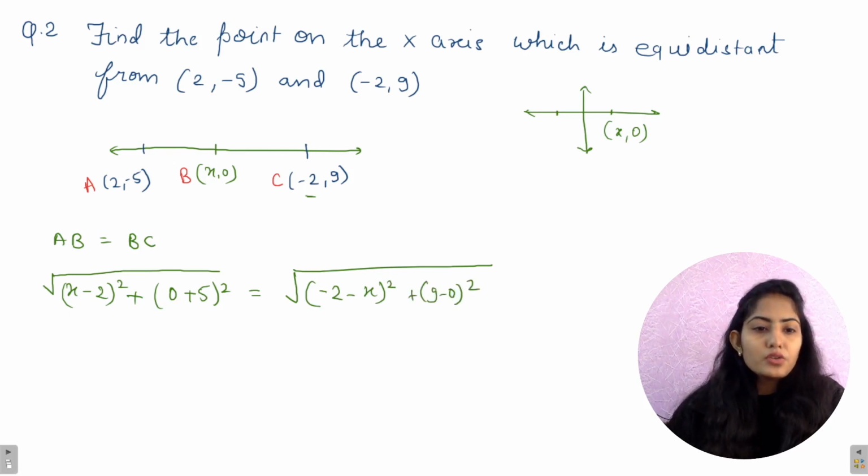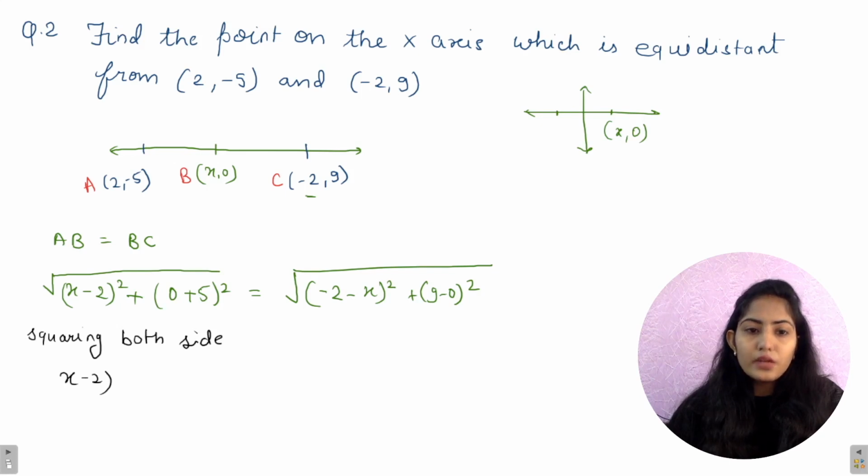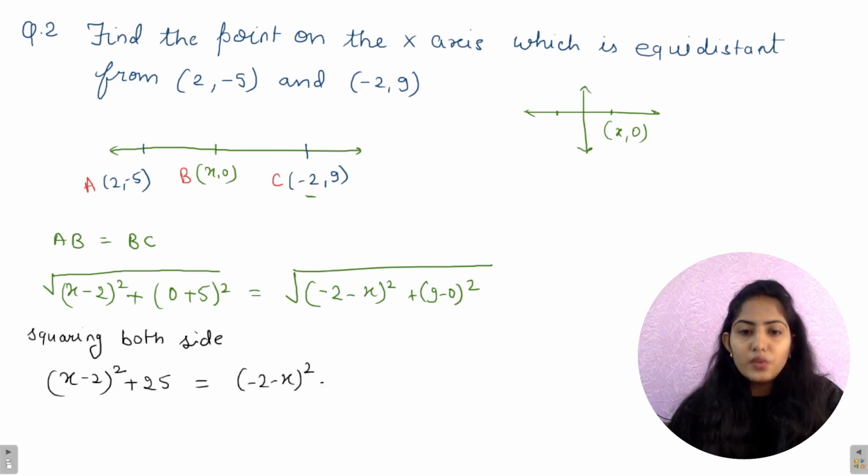So now I'm going to solve it further. So here, when we solve it, let's remove this, let's do the squaring on both sides. When we square both sides, this square root will be removed. So from this we get x minus 2 whole square, right? Clear? Plus 25, and that is equal to what? Here it will be (minus 2 minus x) whole square plus 81. Clear? Yeah. Now I'm going to solve it further.